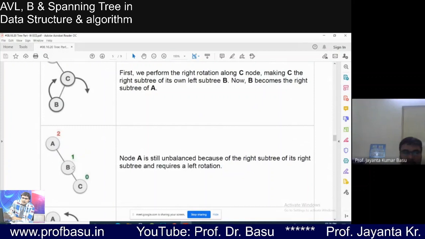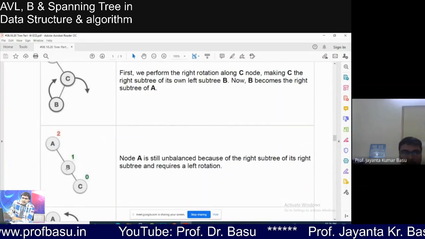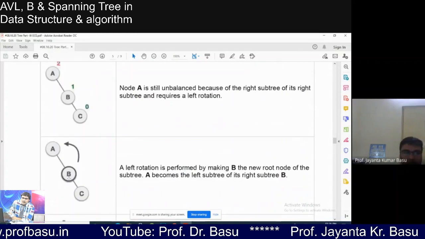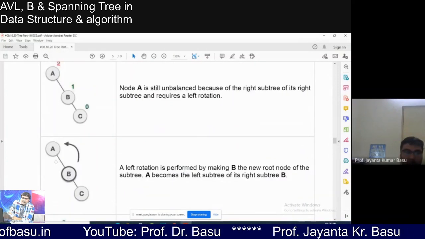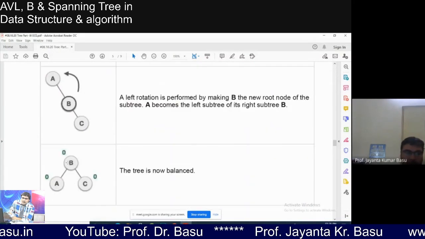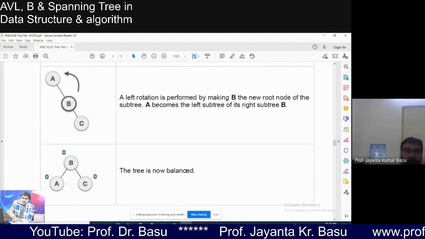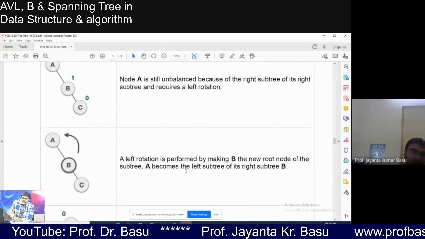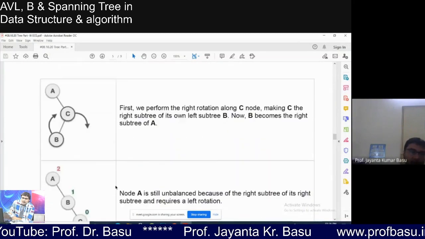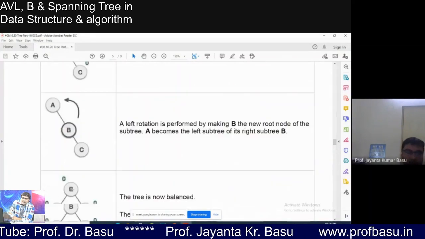This is unbalanced for this A. Now we make a rotation on the left side. So B will come here and A will come here. This is balanced. This is an example of right-left rotation. First we go for the right rotation, then we go for the left rotation. Okay, very easy.